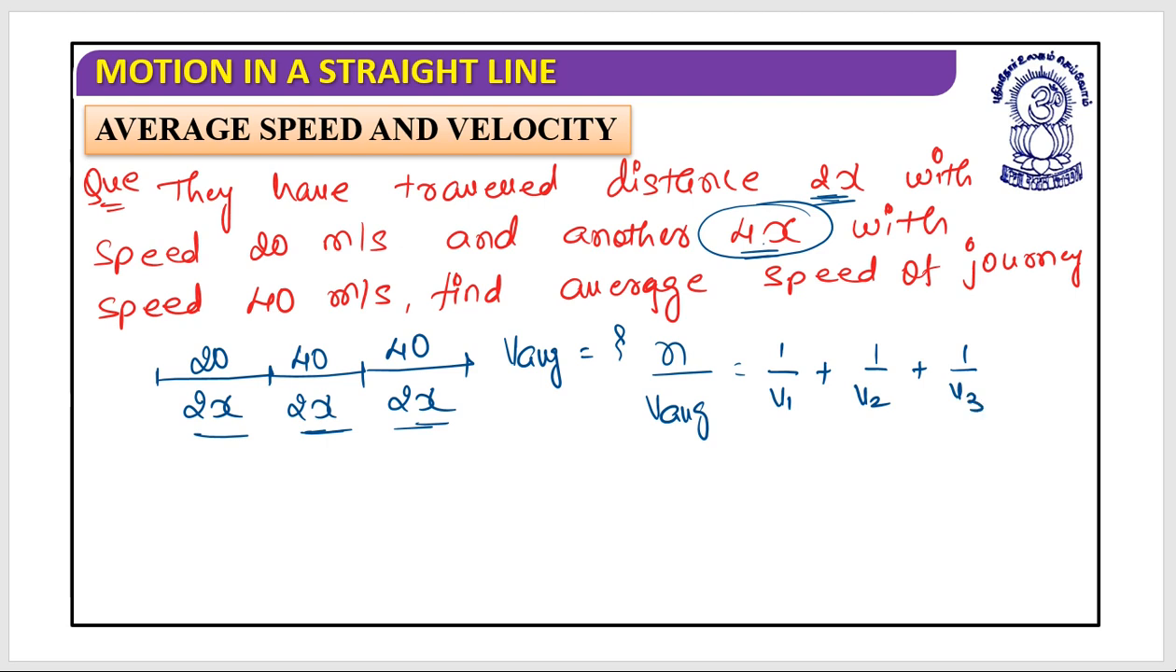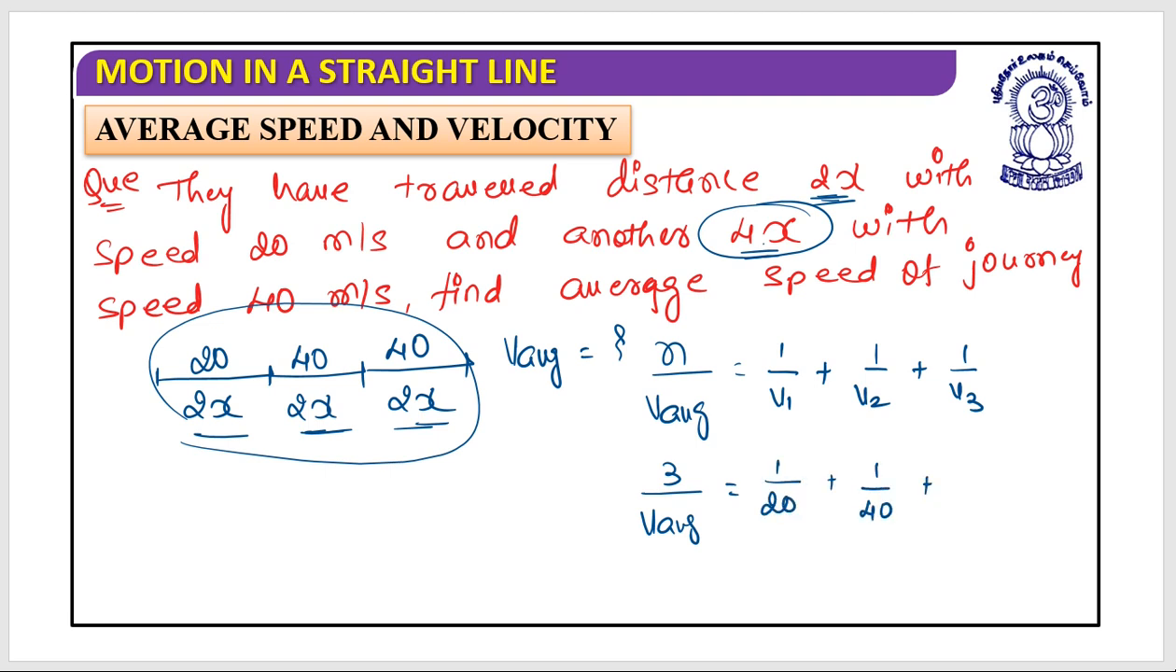We have divided our total journey into three segments. So that would be 3 divided by V average equals 1 by 20 plus 1 by 40 plus 1 by 40. 1 by 40 plus 1 by 40 is 2 by 40, which is 1 by 20 only. So this is 1 by 20 plus 1 by 20, which is 2 by 20. Let's move to the next slide.